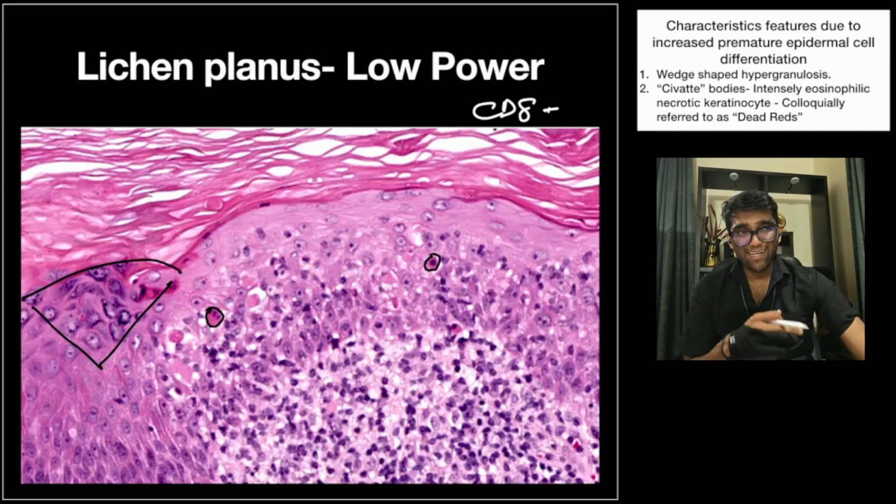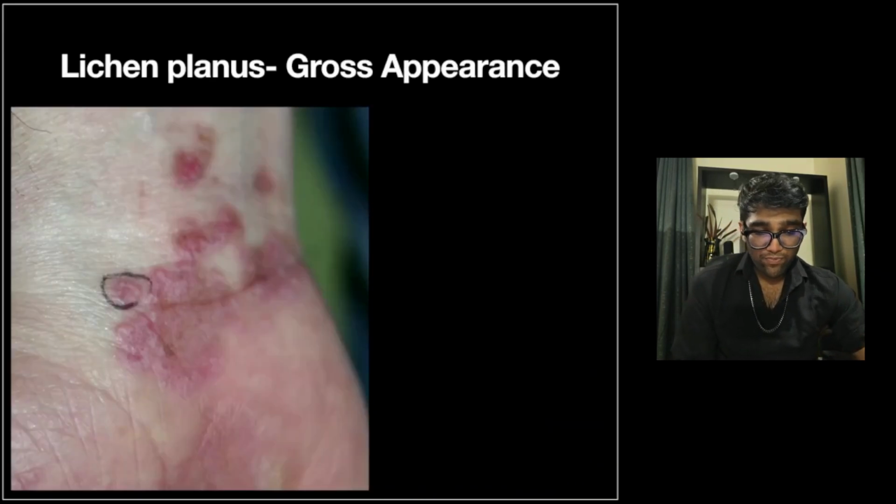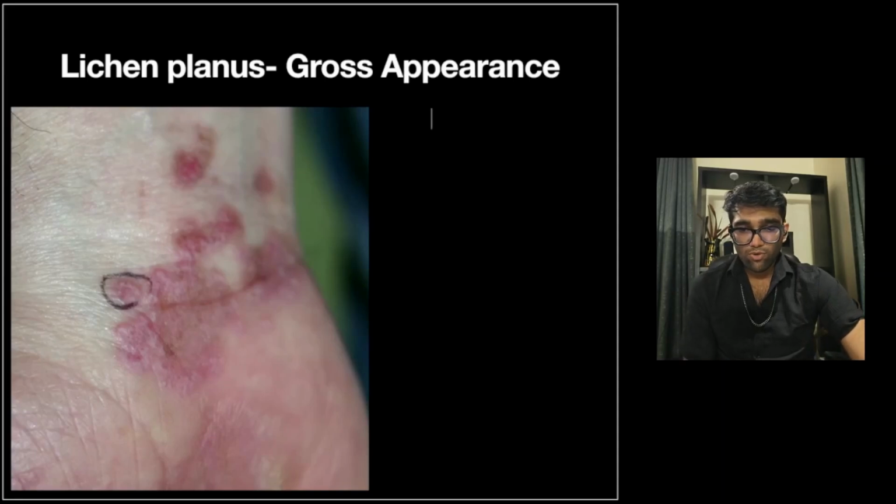are colloquially, at least generally in dermoepidermal junction lesions, called dead rats. Okay, now look at the lesion. Grossly, what does it look like?